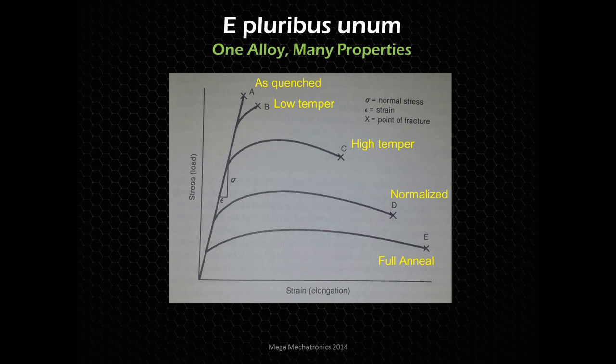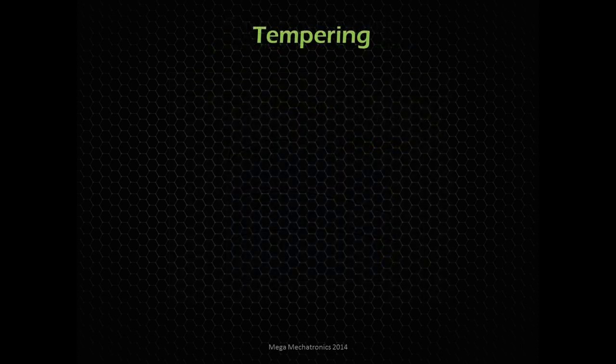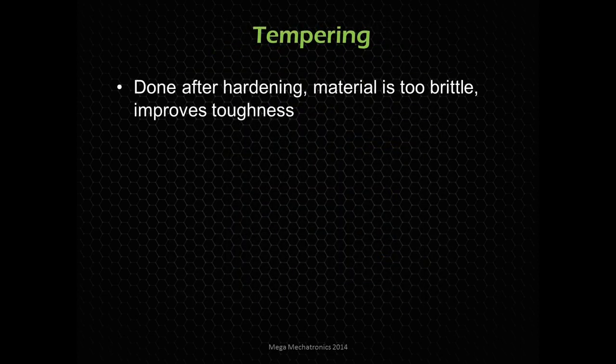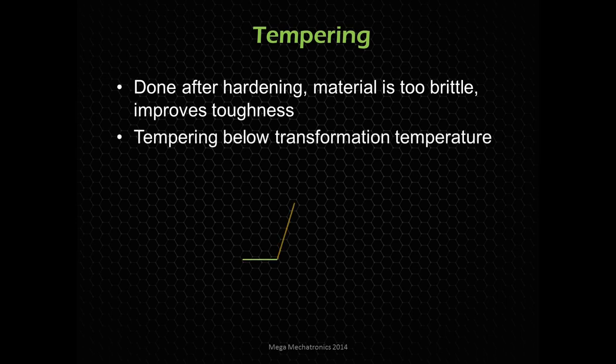And you can see the wide range. So anything in between A to E, you can give that property to that material, and that all depends on your application. So looking at tempering a little closer, this is again done after hardening. The material is too brittle, and it's done below the transformation temperature.